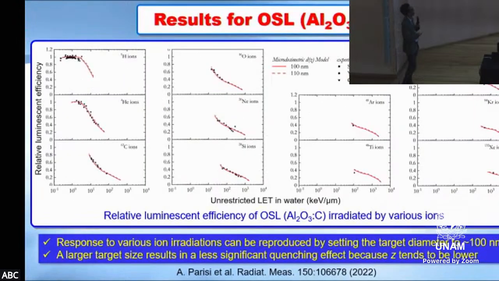And the next one is a result for OSL. And again, we can reproduce the various ion data quite precisely. In this case, by setting the target diameter to 100 nanometer, and in general, a larger target size results in a less significant quenching effect because the specific energy tends to be lower with a larger target.